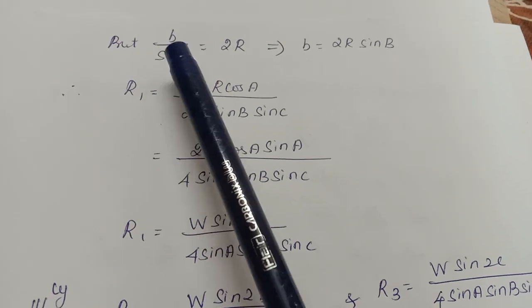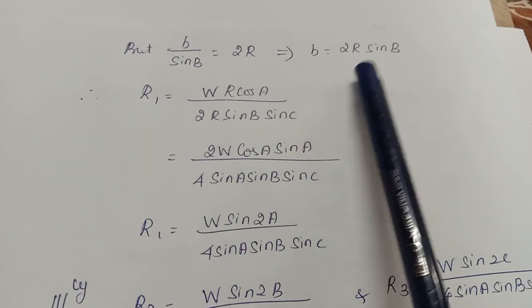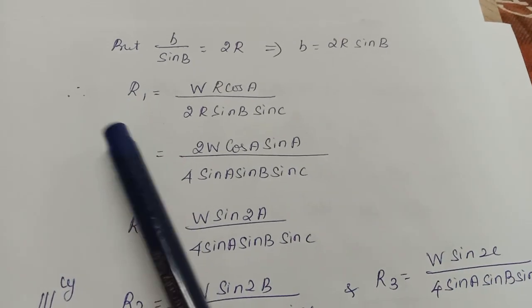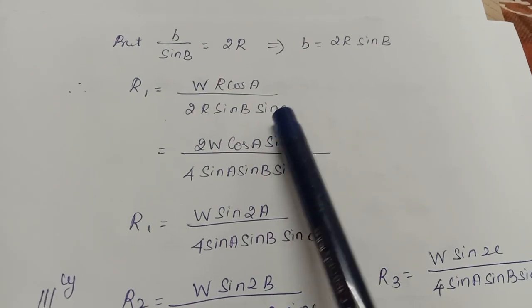But this is the orthocenter only, no? So c by sin C equal to 2R. That implies c equal to 2R sin C. You substitute this value there. So R1 equal to W R cos A by 2R sin B sin C.